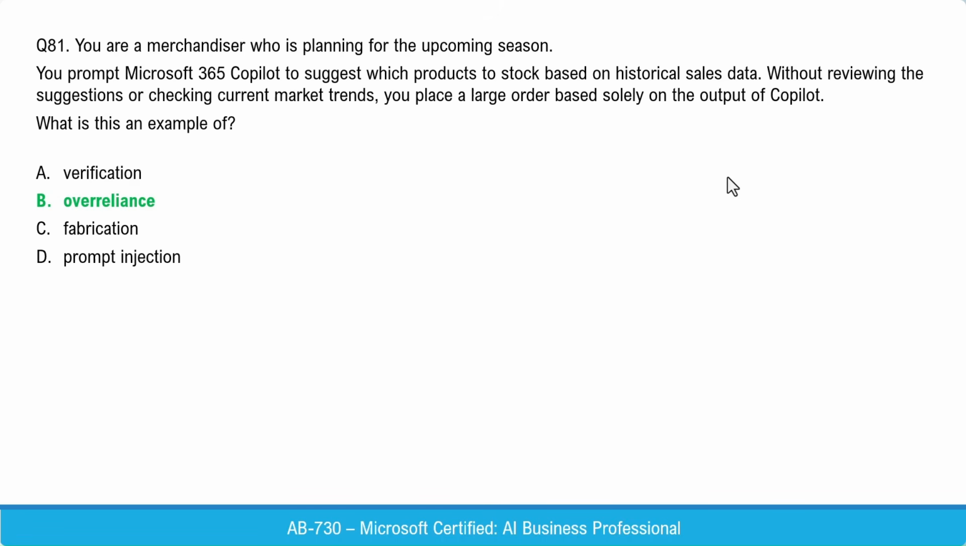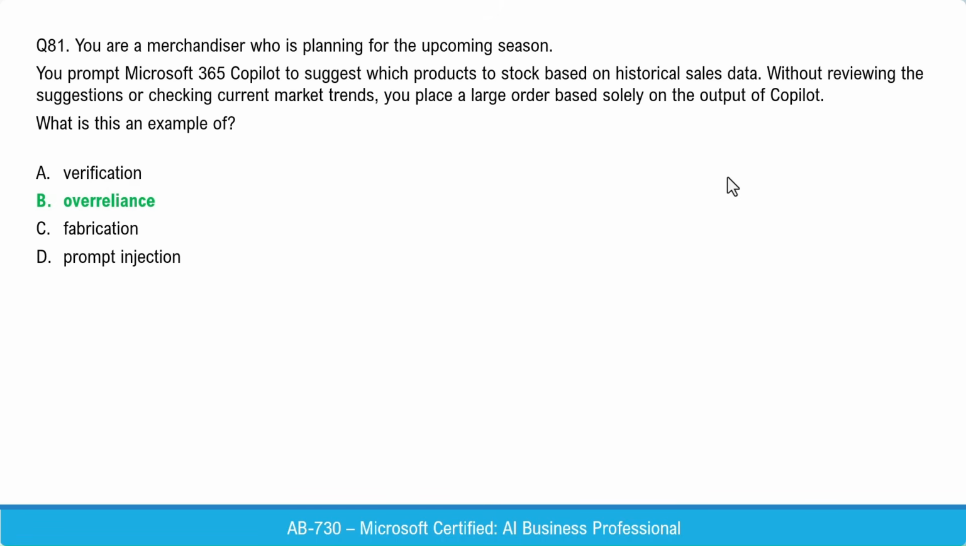See, you are a merchandiser planning for the upcoming season and you are using Copilot to suggest which products to stock. Now, here's the key part. Without reviewing the suggestions or checking current market trends, you have placed a large order purely based on Copilot's output. This is a classic case of over-reliance. Over-reliance happens when users trust AI-generated content without validating it. Even though Copilot can provide useful insights, it is still important to apply human judgment and verify the recommendations before making critical business decisions.